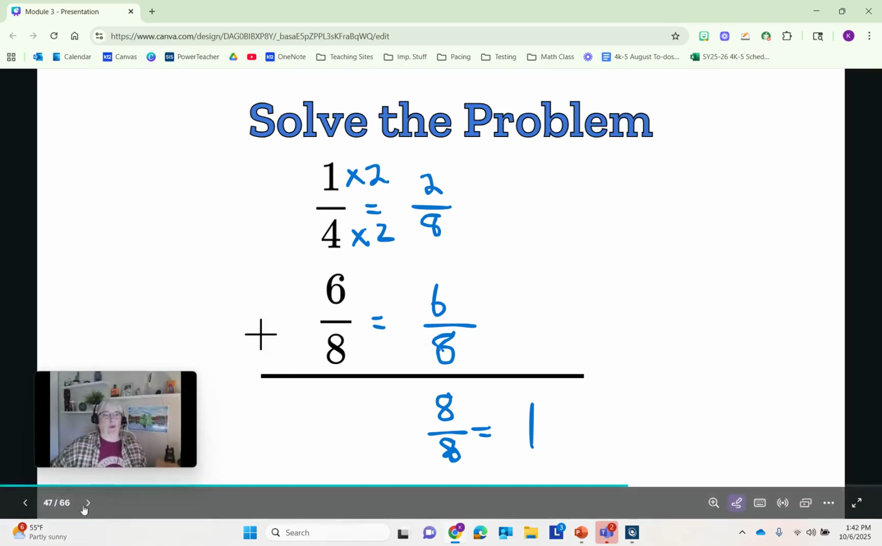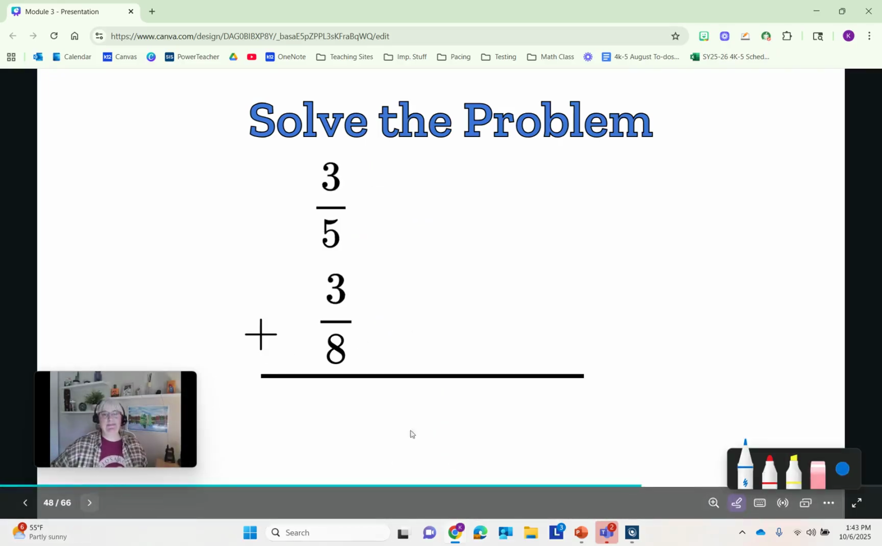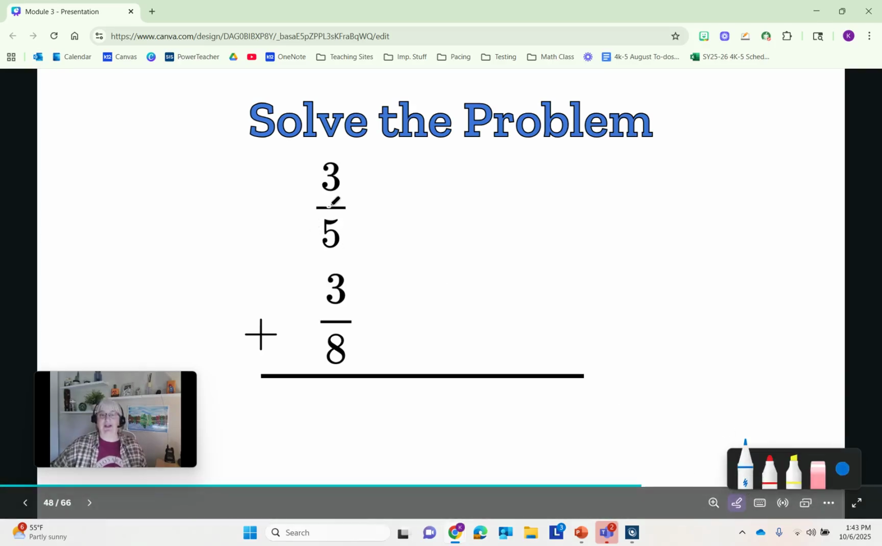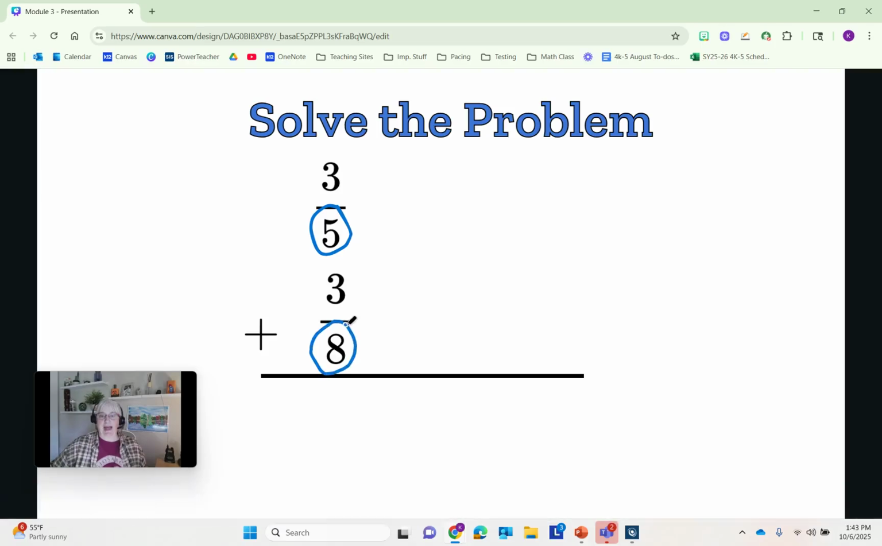All right, one more problem. 3/5 plus 3/8. This time, my multiples are not going to be one of the numbers. We're going to have to do something to each denominator to change it. So let's count out. 5 times 1 is 5. 5 times 2 is 10. 5 times 3 is 15. 5 times 4 is 20. 5 times 5 is 25.